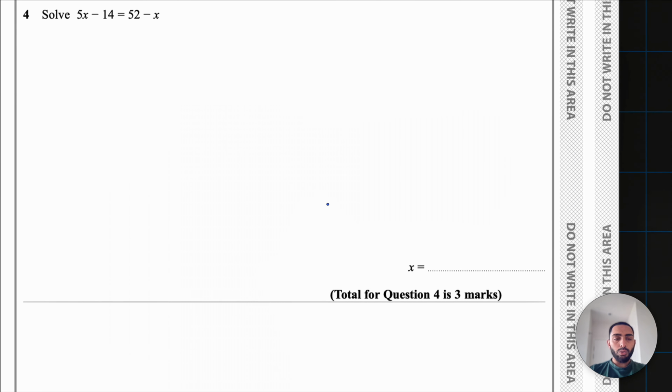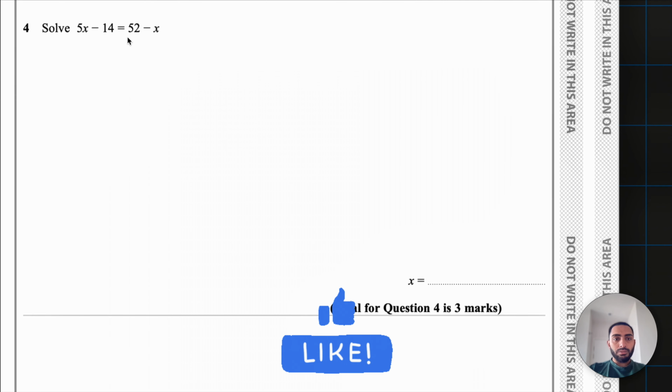£4,811.20. Question 4. Solve 5x minus 4 is equal to 52 minus x. The first thing I can see, I've got x's on both sides, so I want to try and get all my x's onto one side. And because I've got more of them on the left-hand side, it'd be better if I move this negative x over to the left-hand side. I want to try and stick with positives just to avoid mistakes.